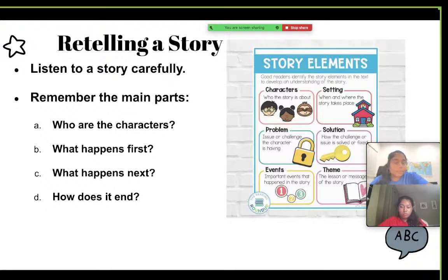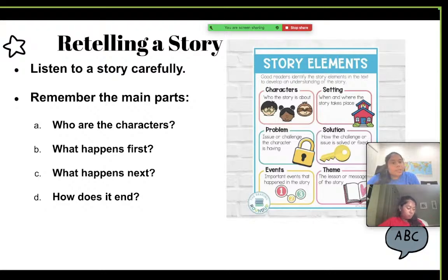So we could see the picture on the side, right? The story elements. First, it's the characters. Who is the story about? And then the setting, like where is it taking place? For example, we have the house, right? So it's taking place at the house. The problem is the issue or challenge that the character is having, like, oh, what happened to the character? Are they sad, right? So what's the problem?